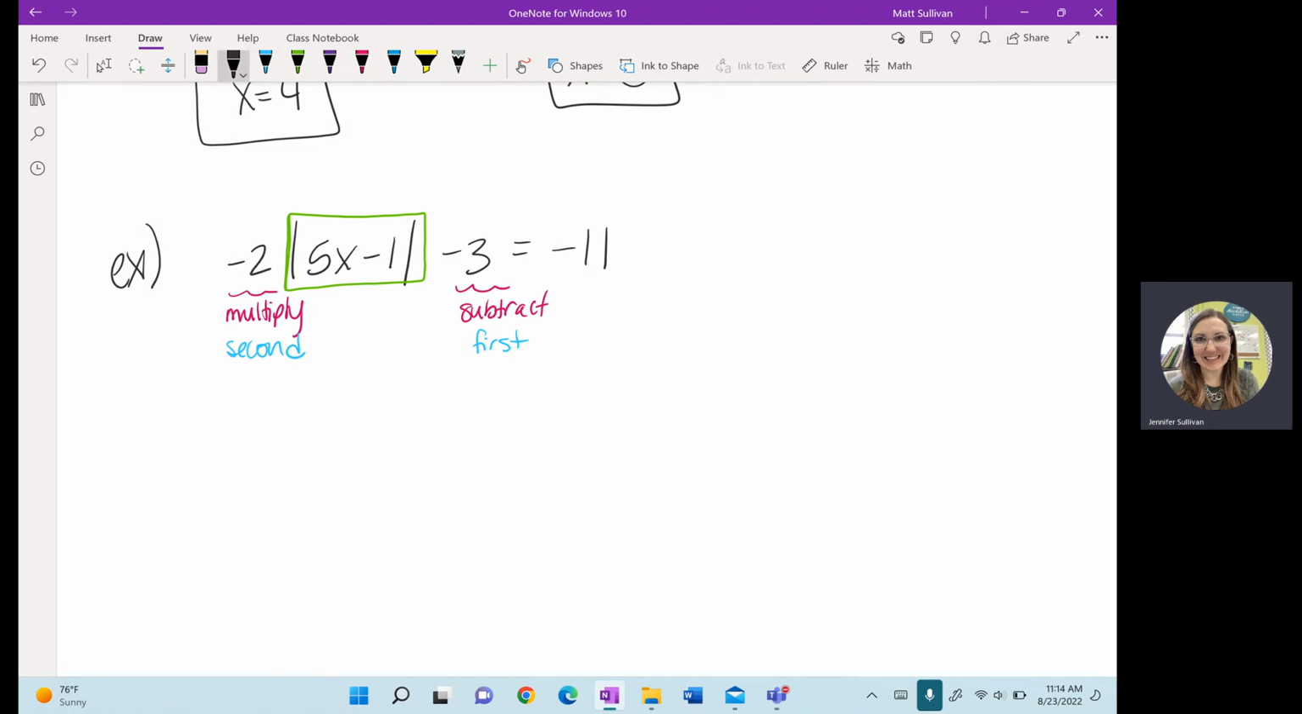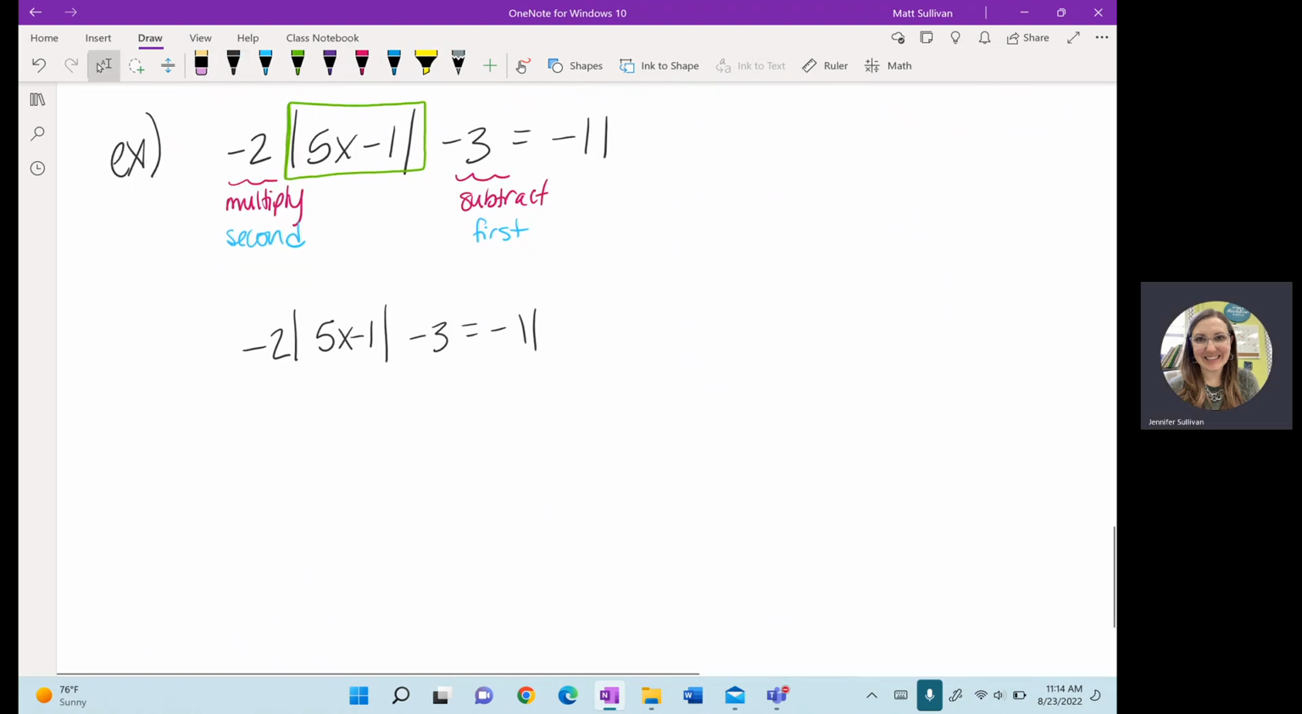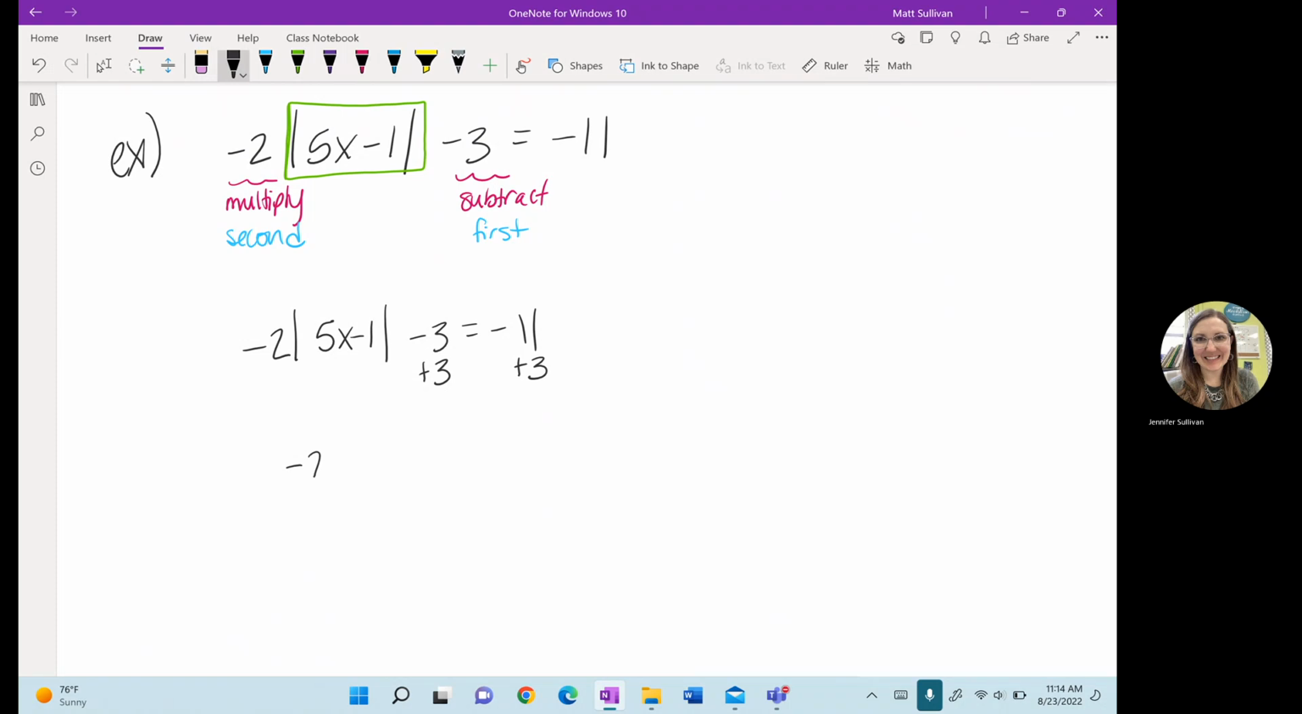Okay, I'm going to rewrite my problem. Now I've got a clear space to actually do it. Okay, so first we're going to undo the -3 because we're going to add 3. Okay, so -11 plus 3 is a -8.